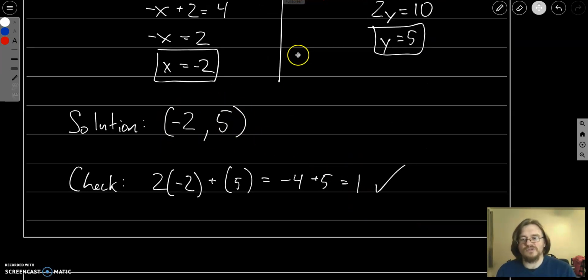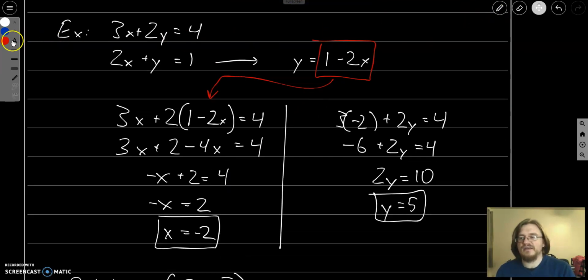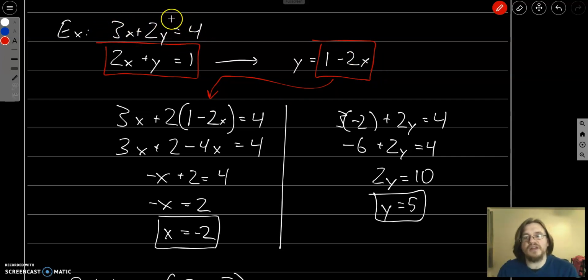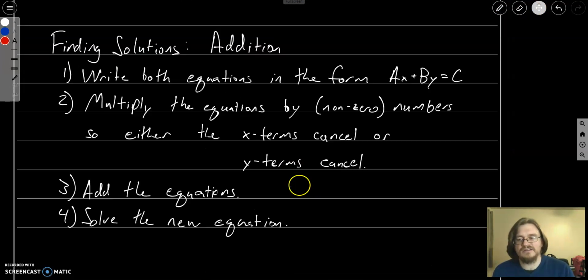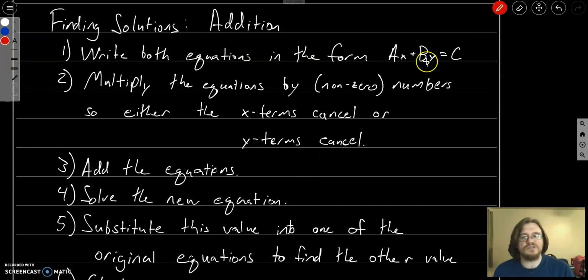So we found our solution by picking an equation and solving for one of the variables. In this case, it was pretty easy to solve for y. That's why I chose that one. And then I substituted that into the other equation. If I had plugged this back into the equation that I just solved for, the method wouldn't work. So be careful that you substitute it into the other equation. This is the substitution method of finding a solution. Let's look at the addition method.